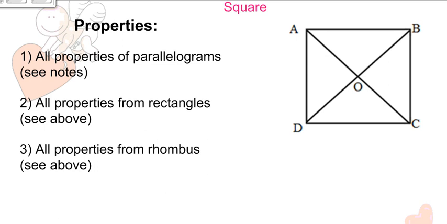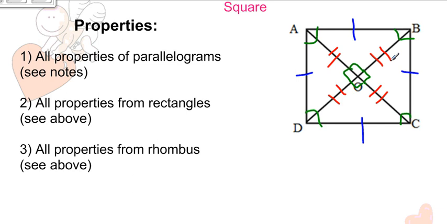So it's going to have the 90-degree angles in all the corners. It's going to have the 90-degree angles at the bisector. All the sides are going to be congruent to one another. All of the diagonal pieces are going to be congruent to one another. So it's just this amazing shape that is perfect, right? It has all of the properties.